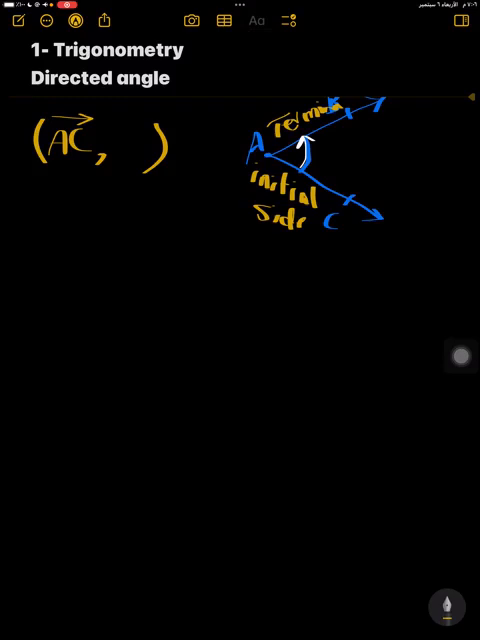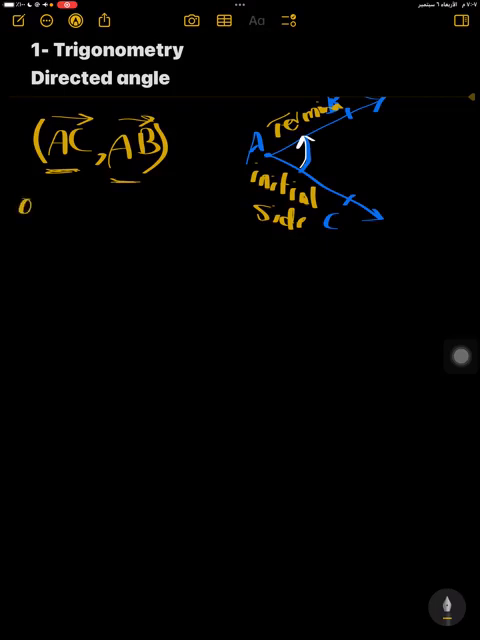So the name of directed angle, we start by the initial side. And the second, we write here the terminal side. The terminal side is AB. This is the first way to name the directed angle. We start right here, the initial side, and after that we write the terminal side.